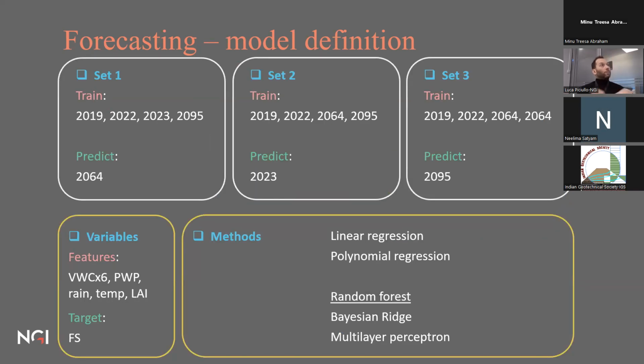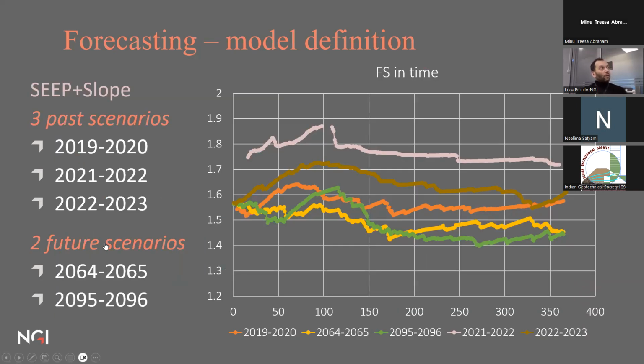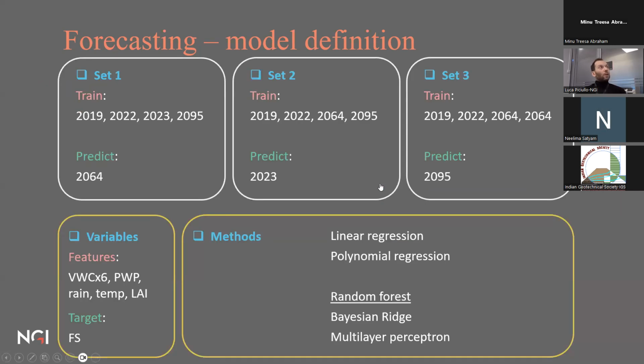So we used these inputs from the 5 different scenarios together with the factor of safety. Then we divided this into different sets. We used different years for training, and we changed the year of the prediction. So what were the variables? The features were the volumetric water content at the 6 different depths, the water pressure, the rainfall, the temperature, and the leaf area index. And the target was the factor of safety.